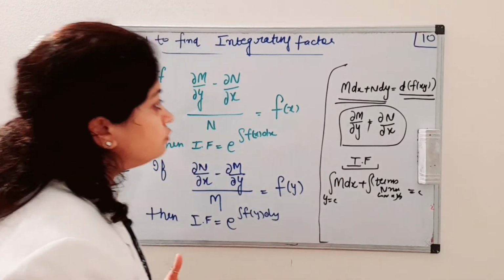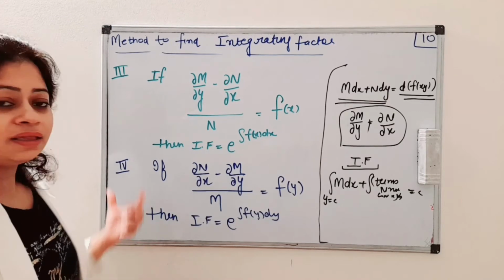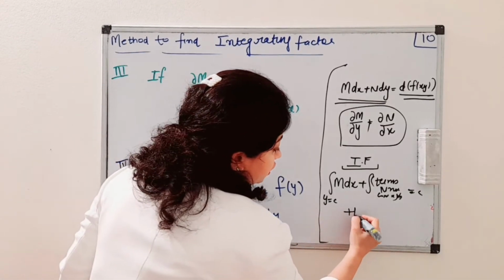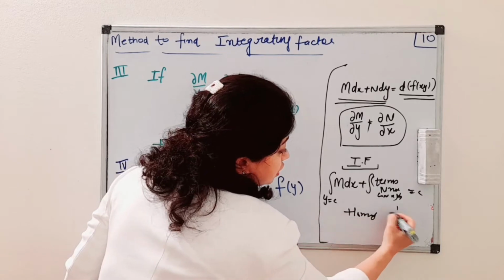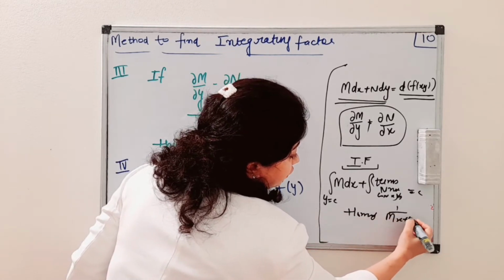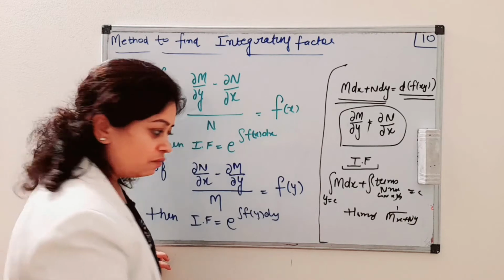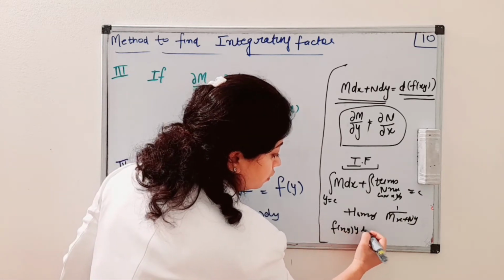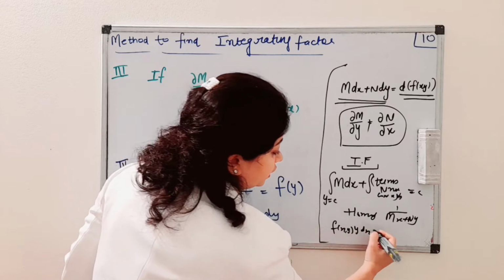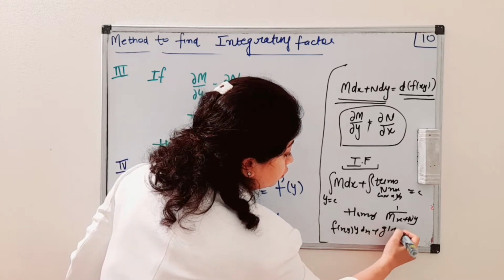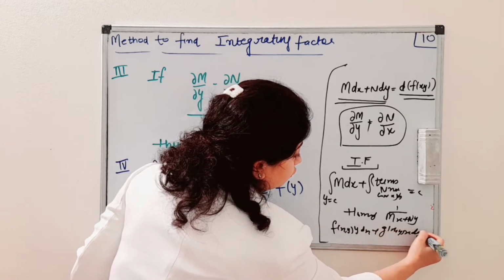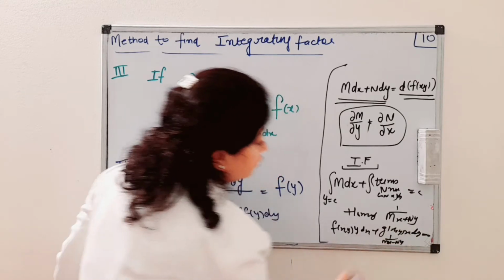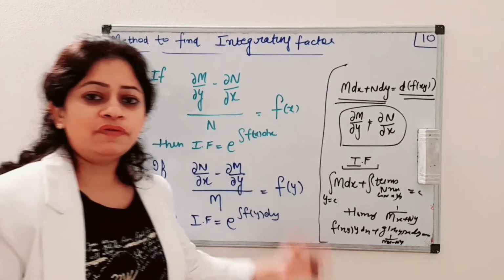And from this video we will start the third method. In the previous two videos we studied that if the differential equation is homogeneous, then the integrating factor is 1 upon Mx plus Ny. And if the equation is of the kind f(xy) y dx plus g(xy) x dy equal to 0, then the integrating factor is 1 upon Mx minus Ny. This we have studied with the help of examples.